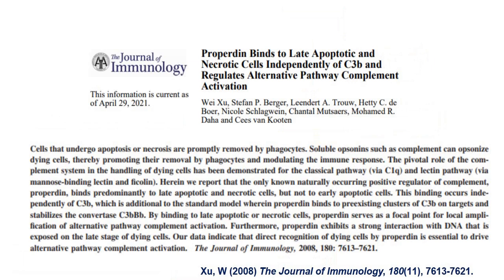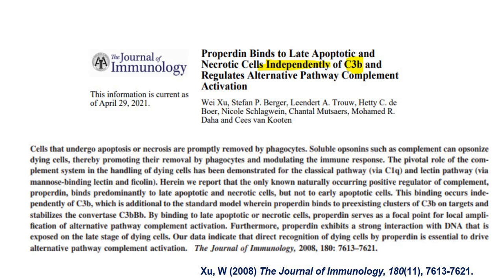So then came a fantastic research paper. I just said that when I was teaching my first batch of students in 2008, this research paper had come. Properdin binds to late apoptotic and necrotic cells independently of C3b, C3b we just saw, and regulates alternative complement component activation.